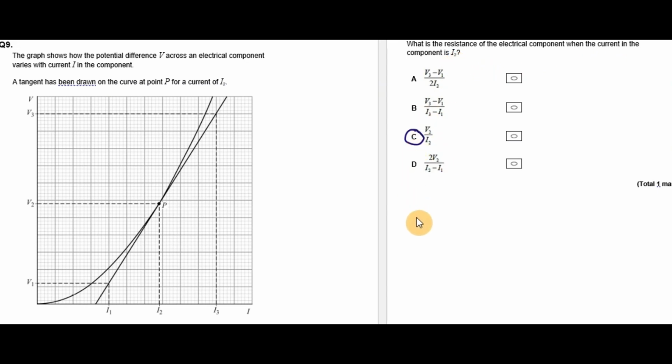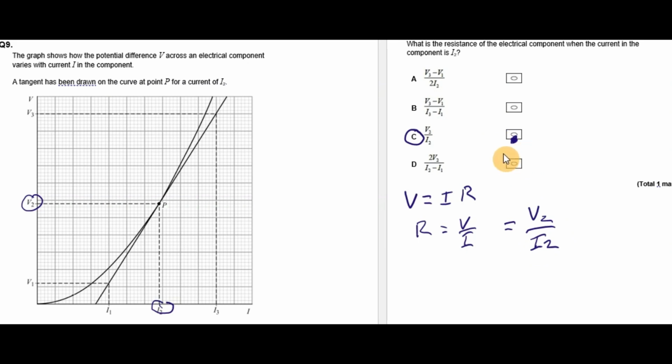Well, we know the potential difference is current times resistance. So resistance is potential difference over current. And when the current is I2, the potential difference is V2. So the resistance at that particular point is V2 over I2. An easy answer.